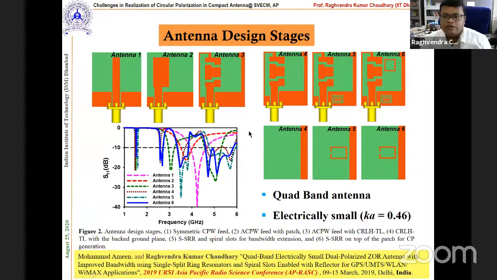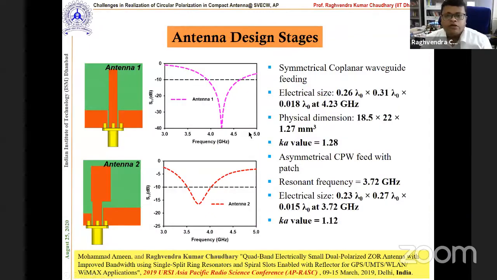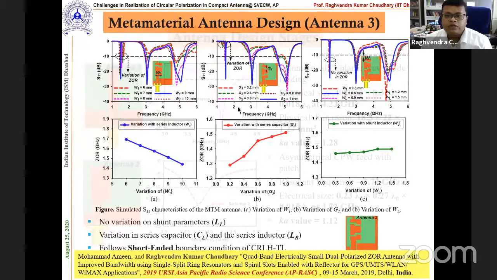These are the steps. I'll not go into them. I want to show some of the very important outcomes. So yeah, you can see the final results actually. The thing is, this first one is ZOR. Another one is the higher order mode.